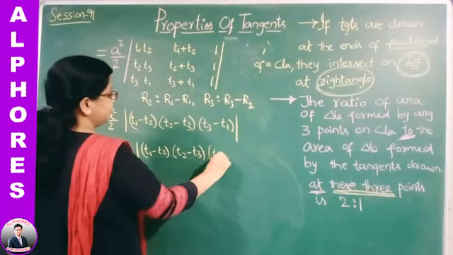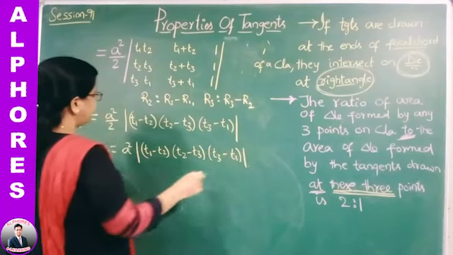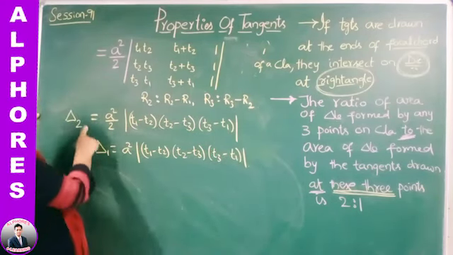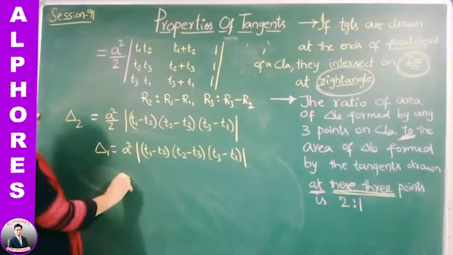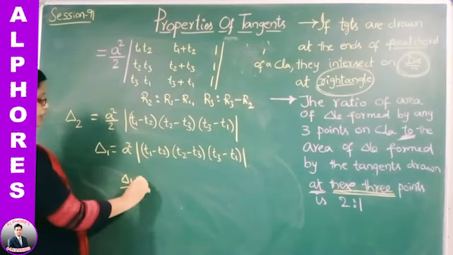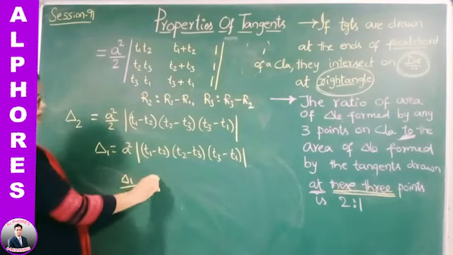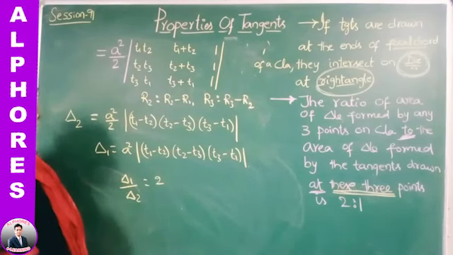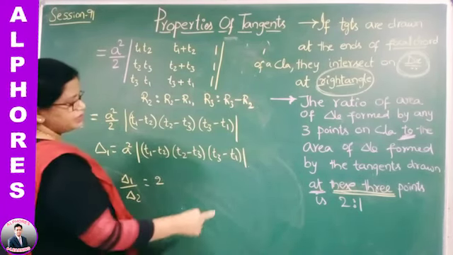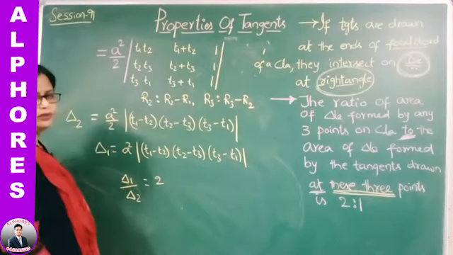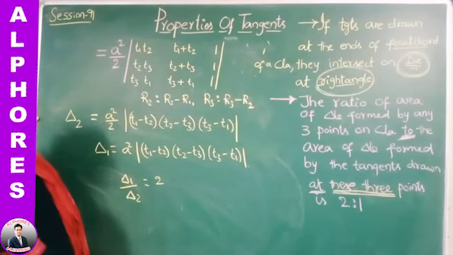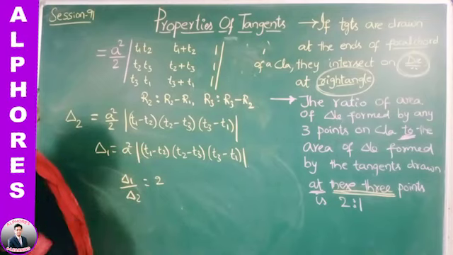T3 minus T1, okay. So this is the value of delta 1 you got, and this is delta 2. Therefore delta 1 divided by delta 2 is nothing but 1 by 1 by 2, which implies 2 divided by 1. Hence what about the ratios here? It is nothing but 2:1. Understood students? So these are one of the important concepts.